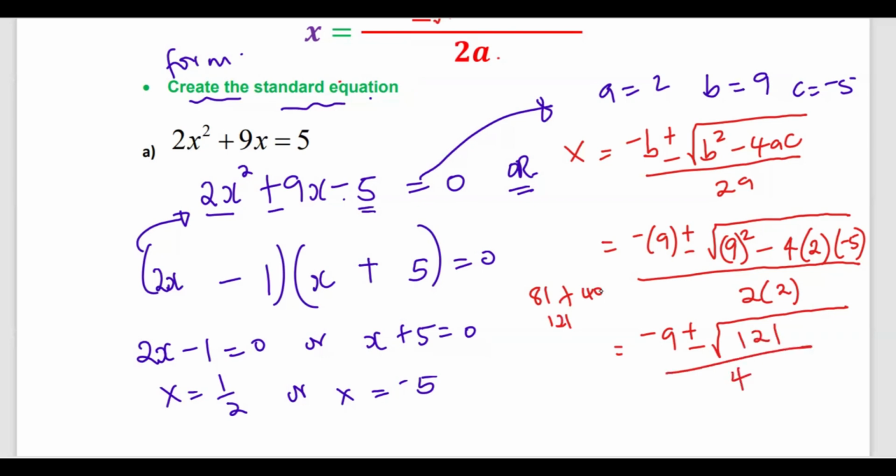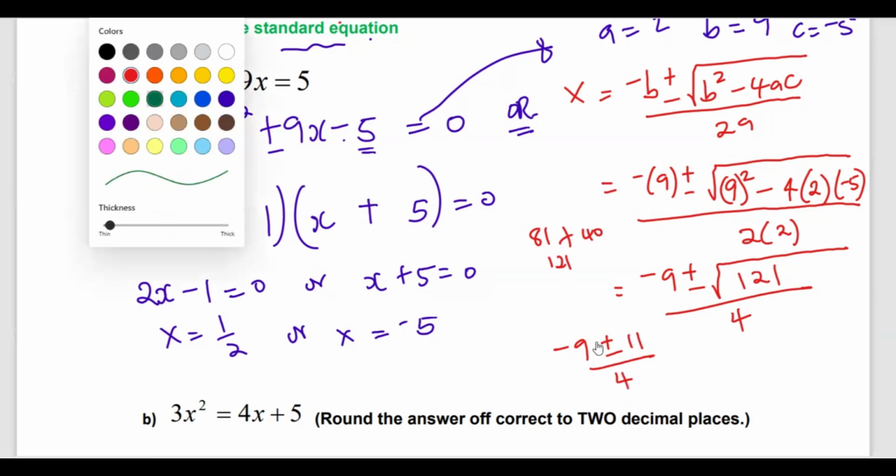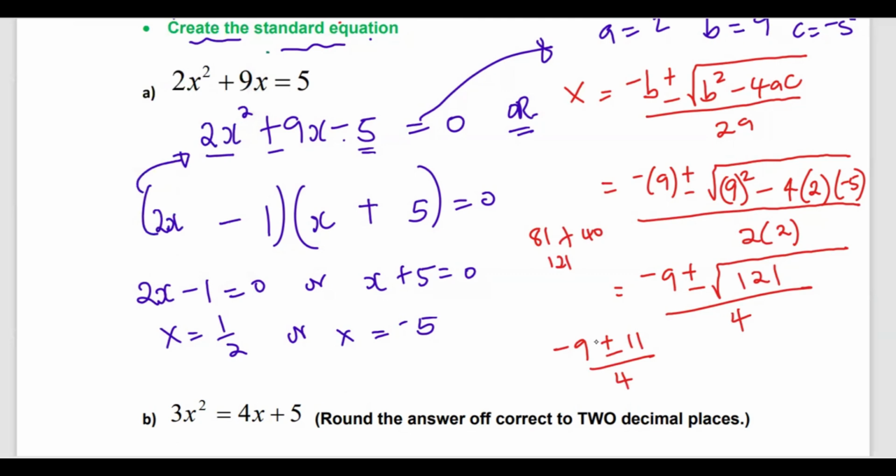Okay, over 4. So we know that the square root of 121 is 11. So it's going to be negative 9 plus minus 11 over 4. Now, for you to get the two answers, we have to use one sign at a time, okay?